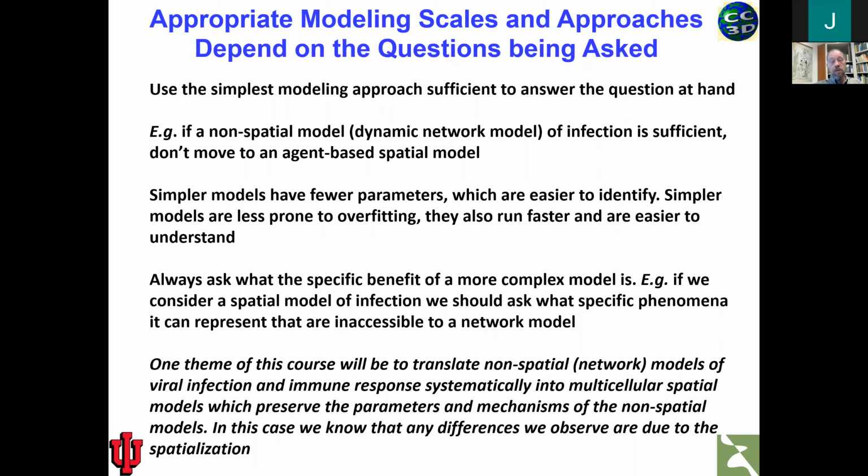And one of the things we're going to focus on in this class, which is what's new about it, is starting from ODE models, starting from network models of viral infection. We're going to build spatial models where the spatial model inherits the parameters from the ODE model. That means you have the speed and efficiency of model fitting and parameter identification from the ODE models, but you have the flexibility and the power of spatial modeling. And during the next couple of days, we're going to focus on how you take ordinary differential equation models and translate them into spatial models in a consistent way.